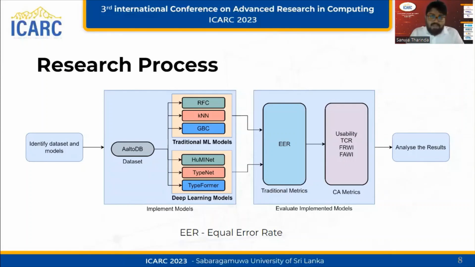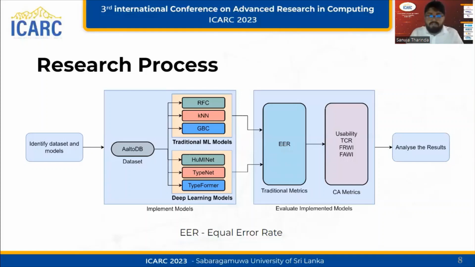Next, we evaluated all these models with a traditional evaluation metric. The metric we have chosen is EER, which is the equal error rate. EER is the location on a ROC or DET curve where the false acceptance rate and false rejection rate are equal. Next, we do our evaluation with continuous evaluation metrics. We have chosen 4 evaluation metrics, which are usability, TCR, FRWI, and FAWI.